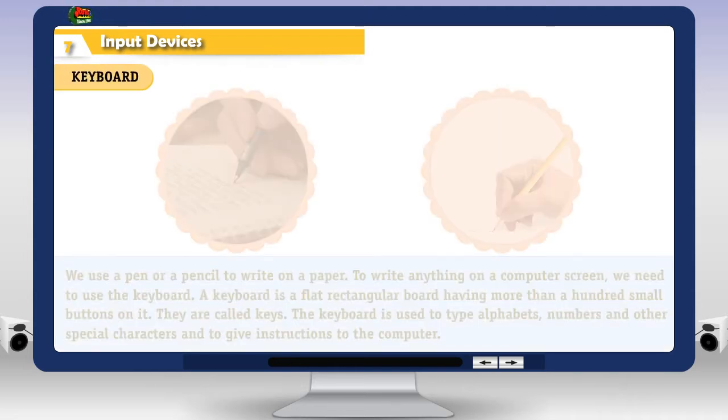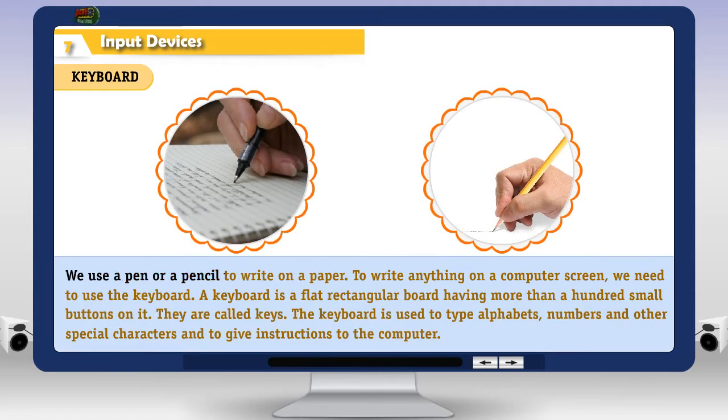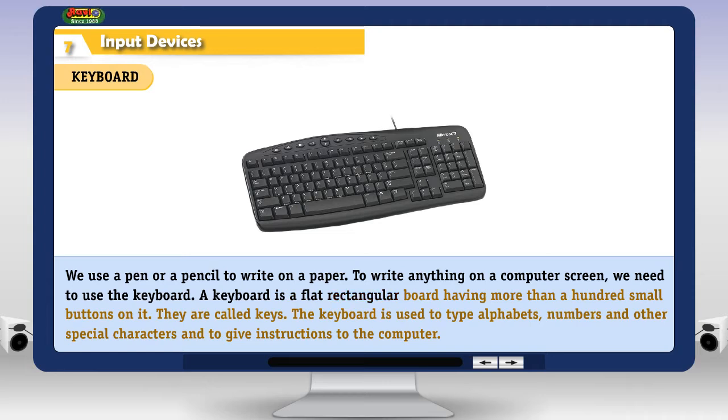Keyboard. We use a pen or a pencil to write on a paper. To write anything on a computer screen, we need to use the keyboard. A keyboard is a flat rectangular board having more than 100 small buttons on it. They are called keys. The keyboard is used to type alphabet, numbers, and other special characters, and to give instructions to the computer.